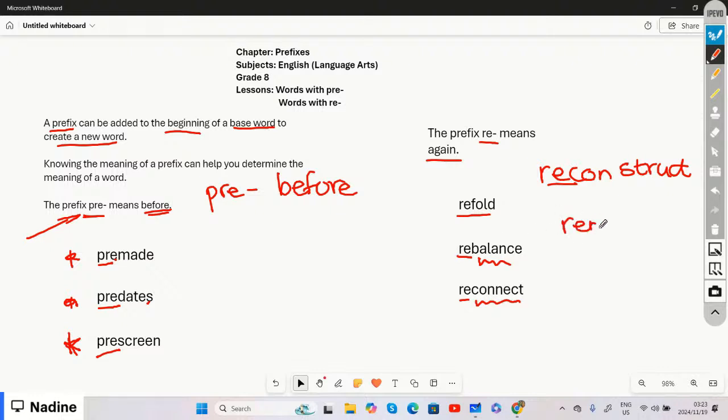Rename. If you have to rename something, then it would basically be you naming something again. You see, all you do is you take the base word and you basically just use the meaning of the prefix again.